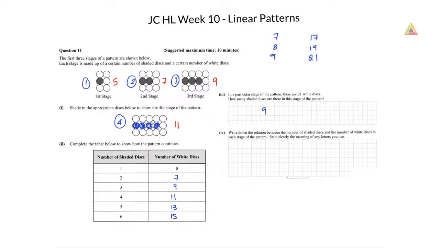So we know from looking at the table that every time the number of shaded discs increases by 1, the number of white discs increases by 2. So we can write a sentence now to clarify that. So there are 2 extra white discs for each extra shaded disc. So we're going to write that down. So there are 2 extra white discs for each extra shaded disc.